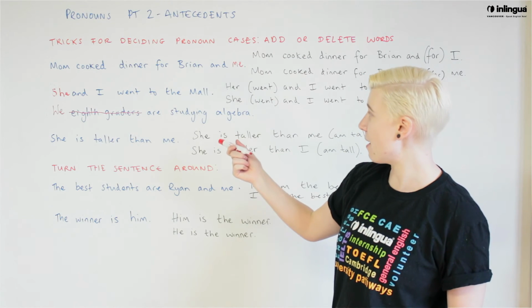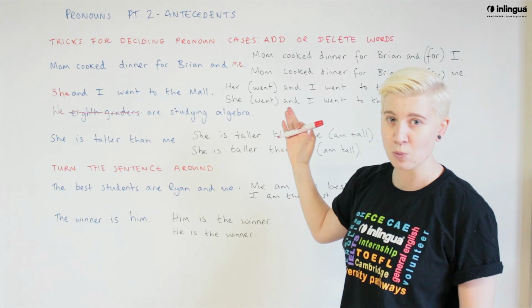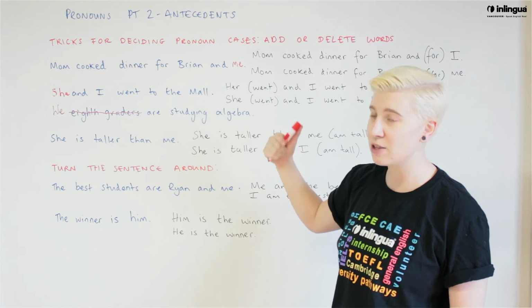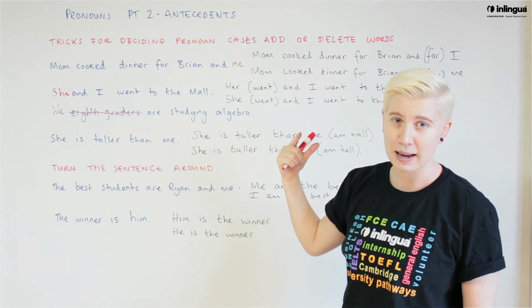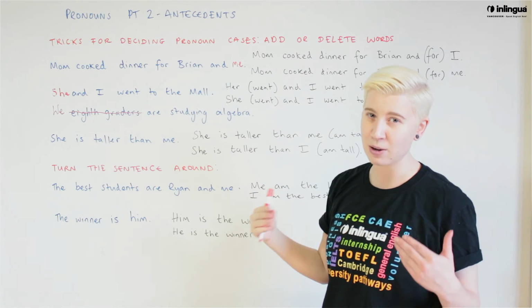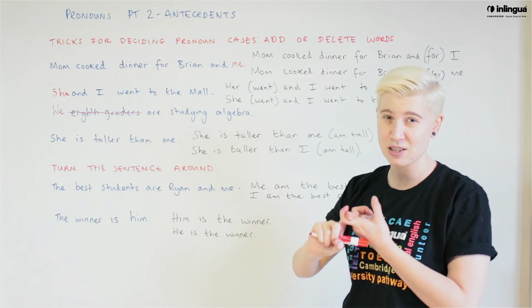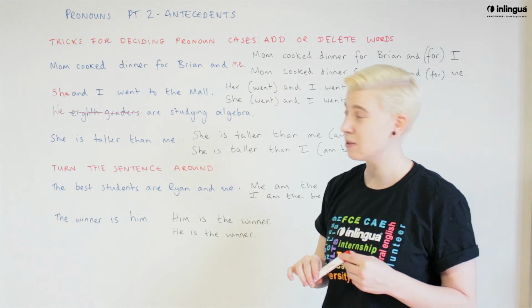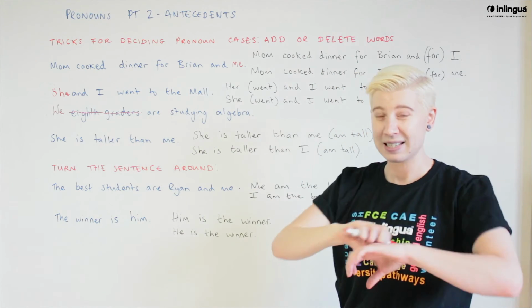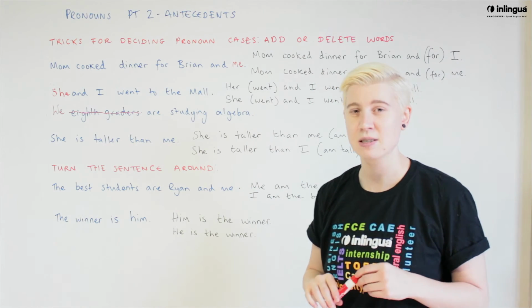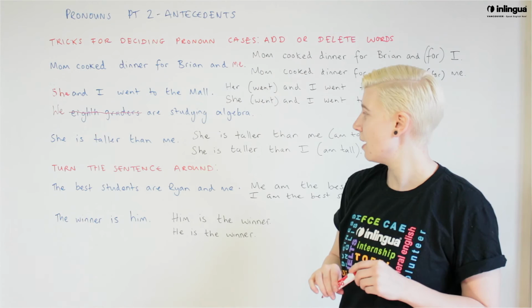Okay. So here I've shown you 2 examples of adding words in. Prepositions, repeating the verb, before the pronoun, so you can hear what it sounds like connected to the verb or preposition. And here I've shown you how deleting part of the sentence can help you decide.